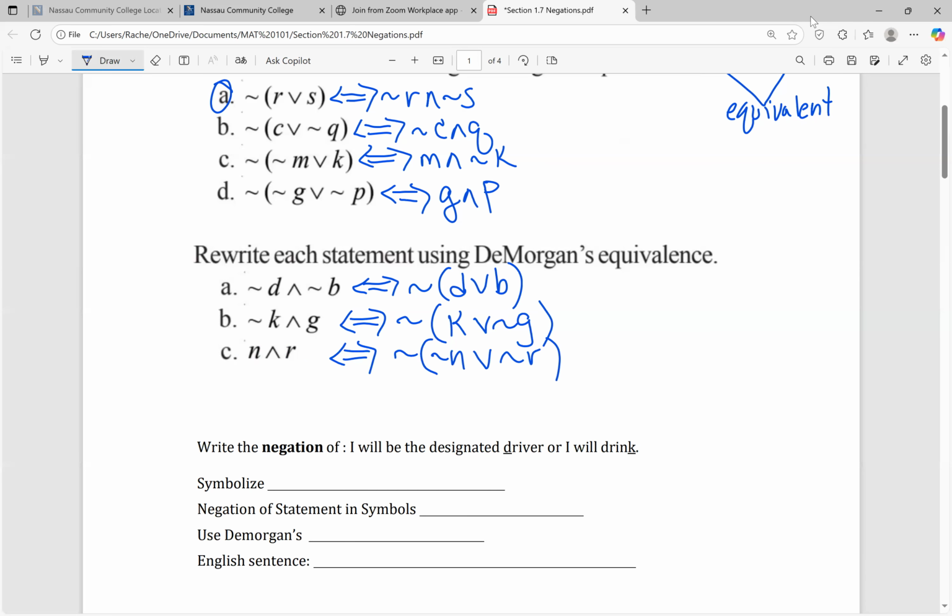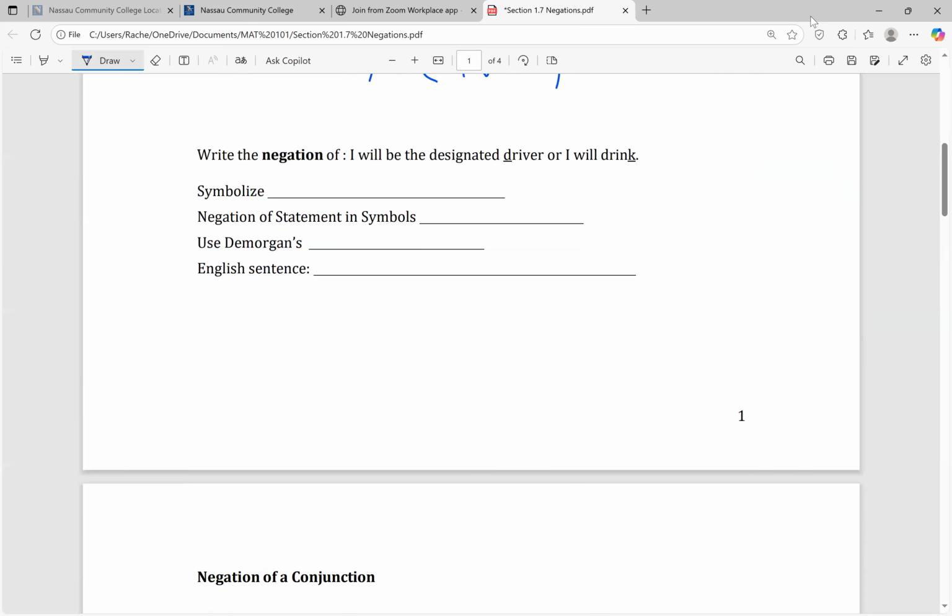And let's practice one verbally. So write the negation of I will be the designated driver or I will drink. So first let's symbolize this statement as is. So I will be the designated driver, which will be D, or disjunction, I will drink, which K is underlined, so we'll use K for that simple statement. So D or K. Now let's negate this statement. So it's not D or K.